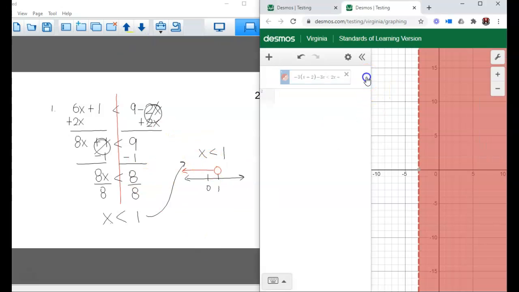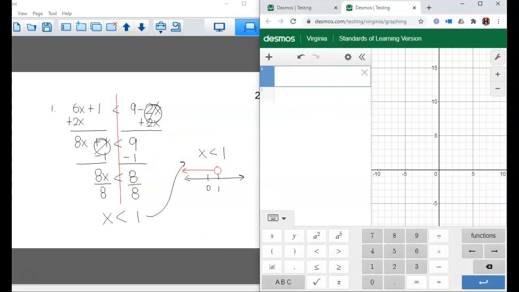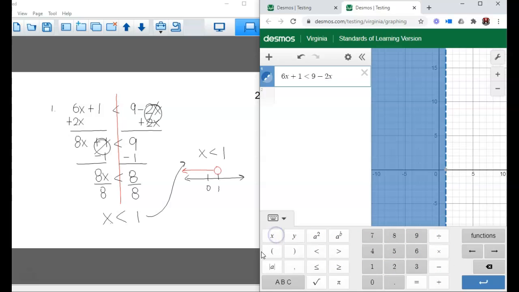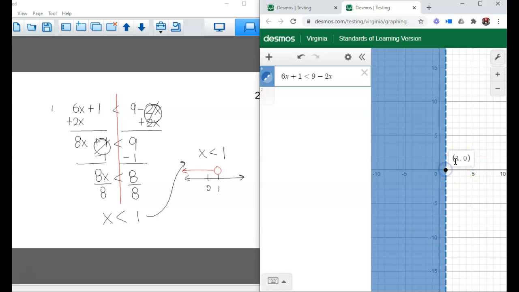Let's look at this one. We can do 6x plus 1 is less than 9 minus 2x. So notice there's the 1. We got x is less than 1. There's the 1. Dotted line means the open circle. The symbol's not underlined, and the shading is going to the left, so that symbol needs to point left.